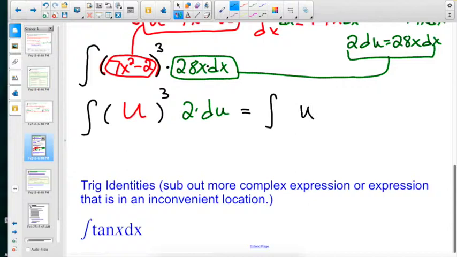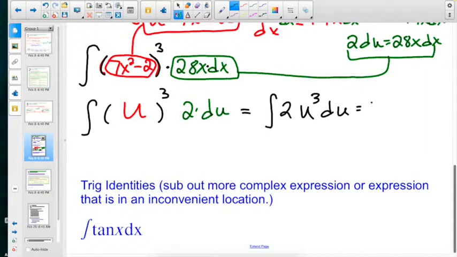U to the what power? Cubed, yeah, u cubed. How many can integrate u cubed? Not bad, right? A lot easier than what we started with. Does that make sense? Now we do have a 2 out front. What can we do to that 2? That constant 2, what can we do?